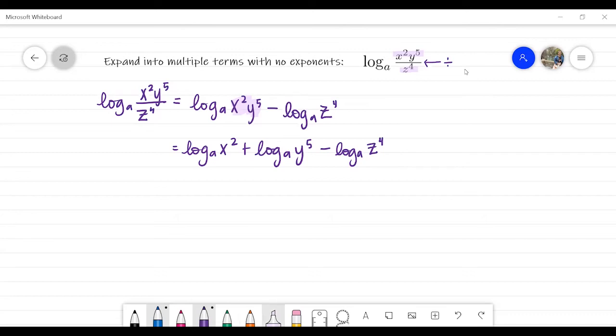Okay? The very last thing, and you can read up here, it says with no exponents. So the very last thing for us to do is to move each of these exponents out front. So we end up with 2 log base A of x plus 5 log base A of y minus 4 log base A of z.